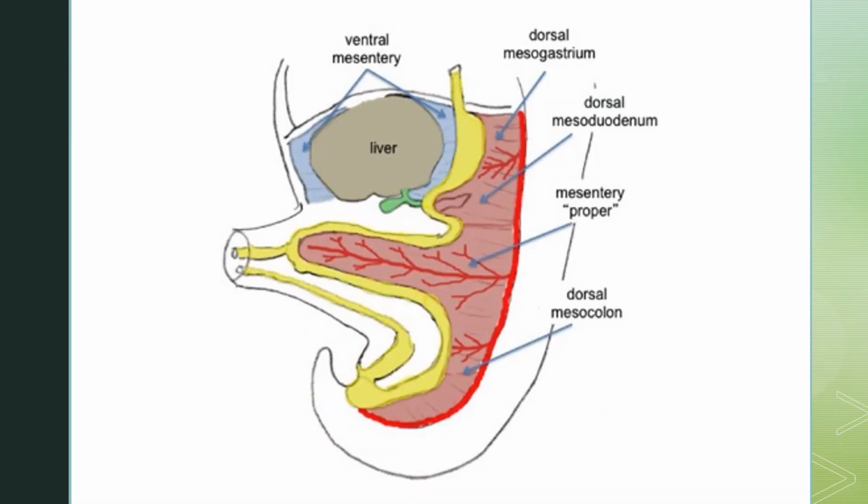Now we'll see the ventral border of the stomach. The ventral border of the stomach is suspended from the anterior body wall by the ventral mesogastrium. In the ventral mesogastrium, we can see the development of the hepatic bud. This is going to form the liver.